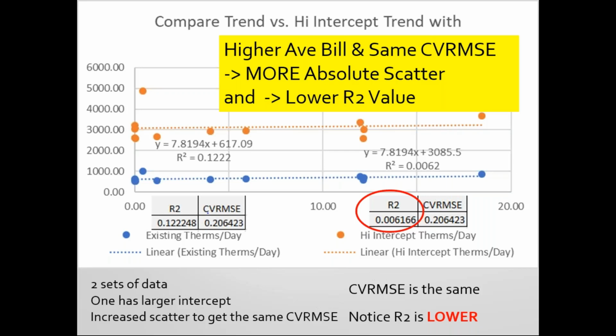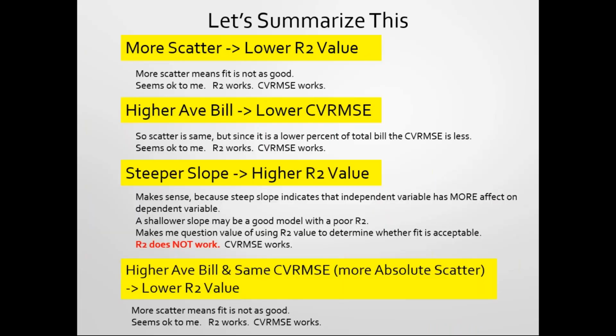Wow. So I think the thing I would take from this is the higher the average bill, the more absolute scatter you can have from the line and have the same CVRMSE. And that actually makes sense to me. It's because it's a percentage of the average bill, right?